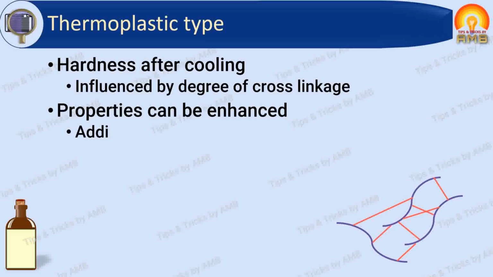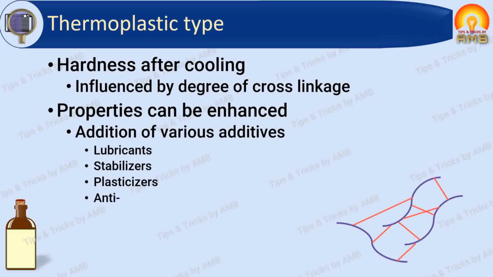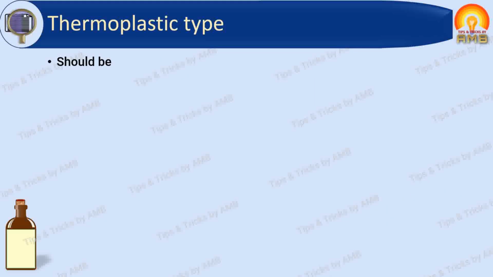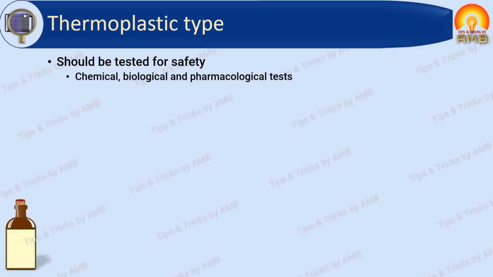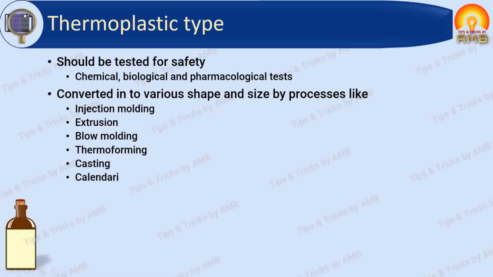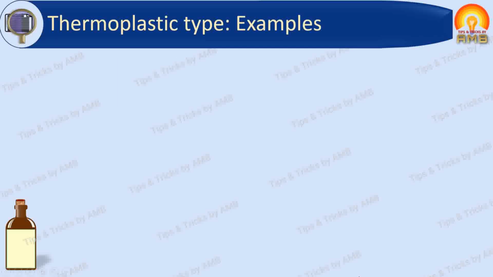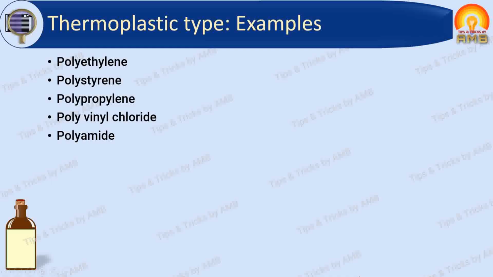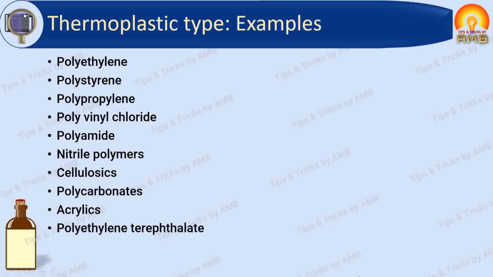Their properties can be enhanced by the addition of various additives like lubricants, stabilizers, plasticizers, antioxidants, antistatic agents, dyes, etc. These should be tested for safety by doing chemical, biological, and pharmacological tests. This can be converted into various shapes and sizes by processes like injection molding, extrusion, blow molding, thermoforming, casting, calendering, etc. Examples are polyethylene, polystyrene, polypropylene, polyvinyl chloride, polyamide, nitrile polymers, cellulosics, polycarbonates, acrylics, polyethylene terephthalate, etc.